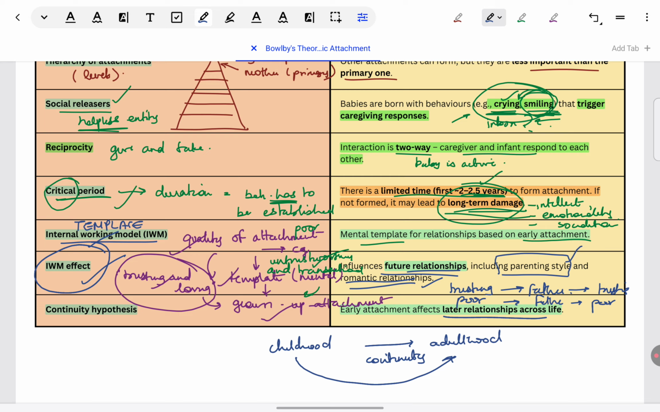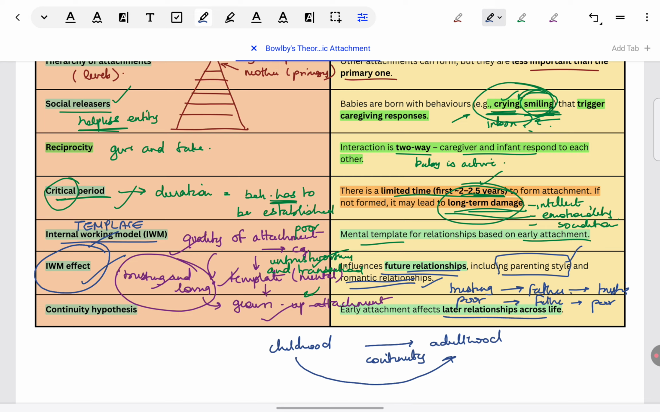In fact, it will carry on till their death also, what type of relationships they have. So there is a continuity in attachment throughout life. And that is how we should perceive it according to Bowlby. We should not see it as disconnected, unlike what learning theory sees. Okay, so these were the chief ideas in Bowlby's monotropic theory.